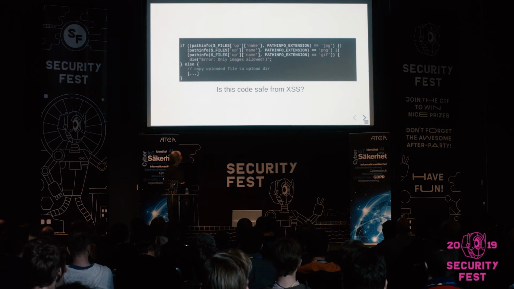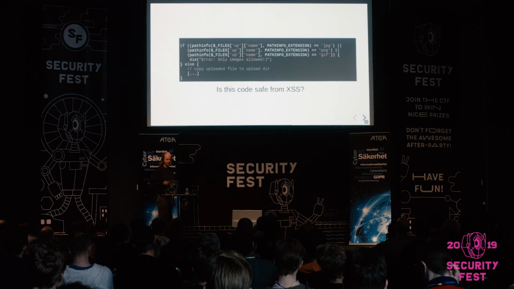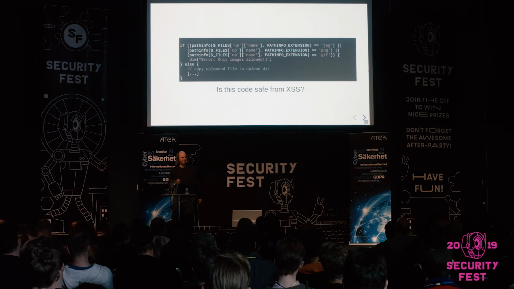What we're doing here is we're basically checking the file extension. If it's JPEG, PNG, or GIF, then it's OK. If not, we set an error. And if it's OK, we will move this file to the uploaded files directory. So who thinks this is not safe? Can anyone tell me why it's not safe?